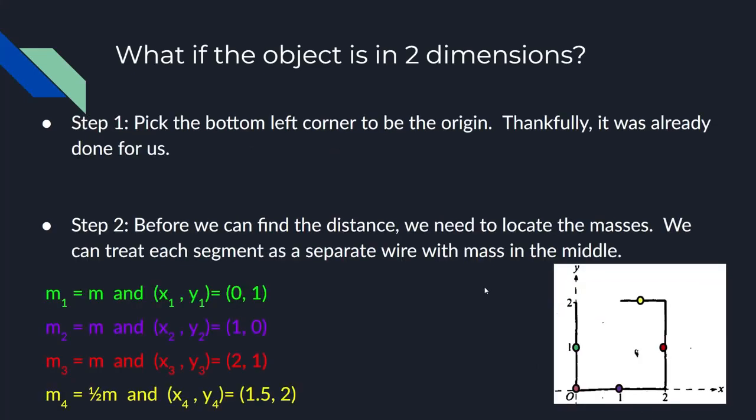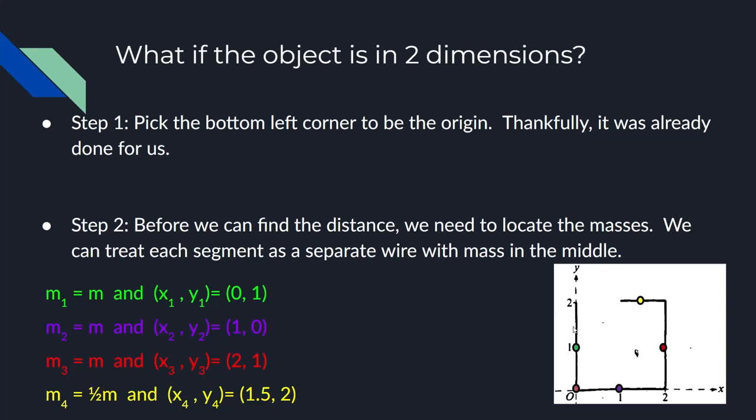Now, we go through the same steps. First step, we're going to pick this bottom left-hand corner to be our origin. Like I said, it's already shown to us like that in our diagram, so we don't have to spend too much time on that. But the second step, where we find the positions, the distances of the masses, what we're going to do is find the coordinates of each of these segments. And we're going to treat each of these segments as if they're separate wires where all their mass is located in the middle.